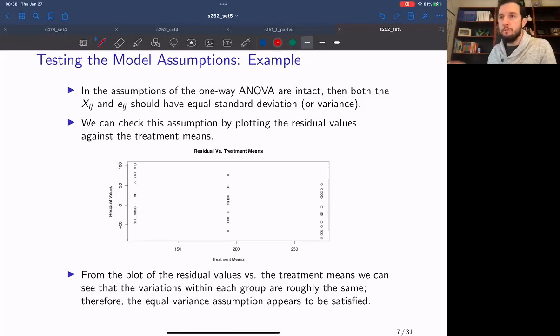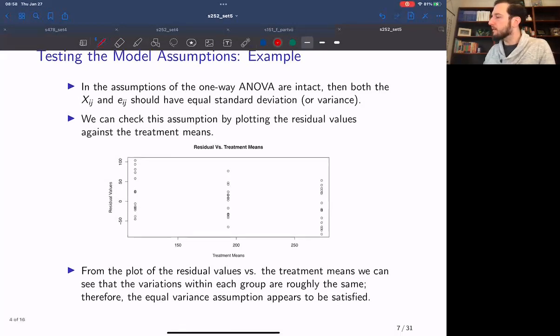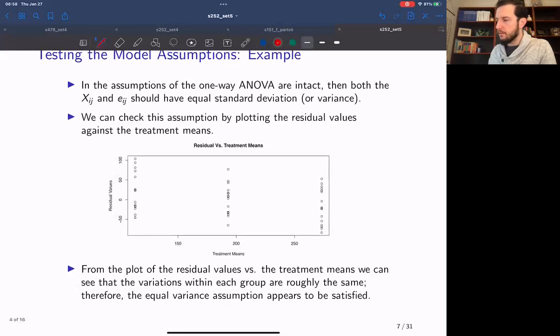We could also compute the standard deviation of the residual value in each group and then use the rule of two. We could use a Levene's test on the observations in each group or on the residuals in each group. There's a lot of different ways that you can check. On slide 7, I'm giving one example of a way that we could do this.